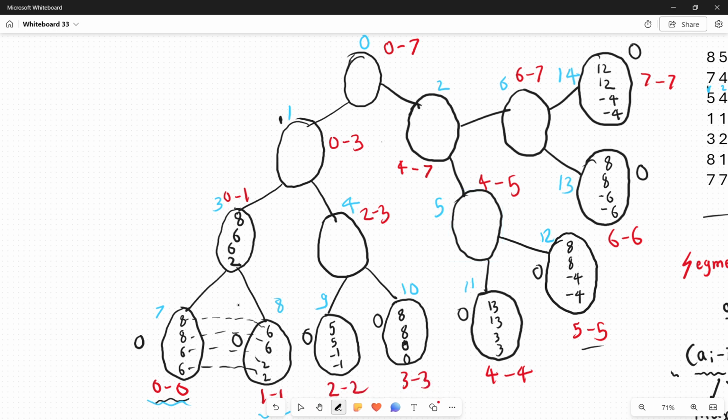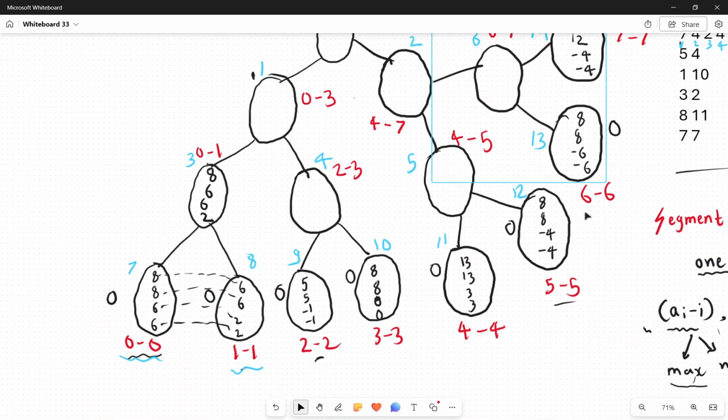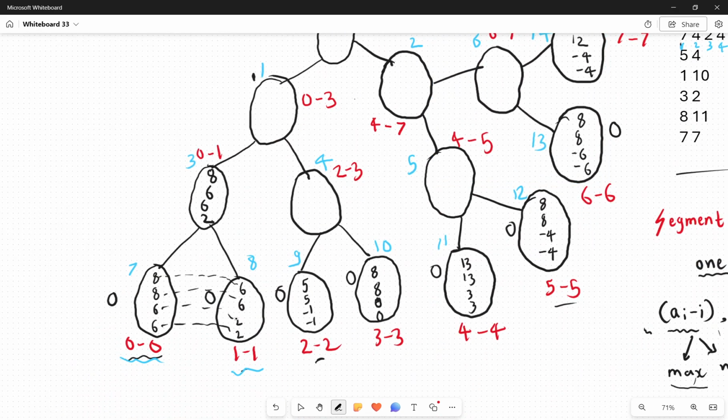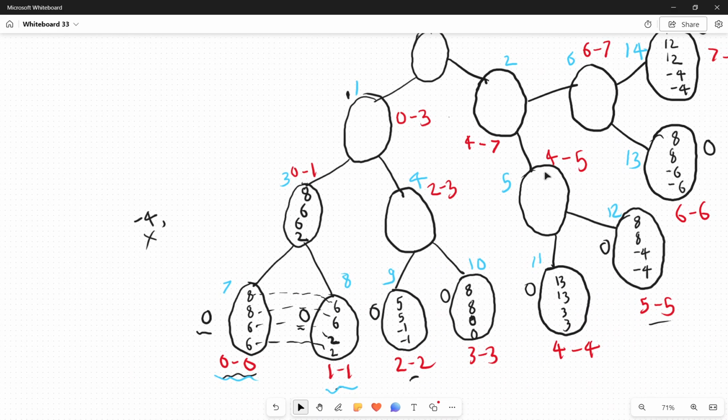And what about the answer? There are four candidates for the answer, right? c2 minus d1 will be minus 4. So minus 4 is discarded as I already have a better answer. 0 comma 0 is discarded. What about a1 minus b2? a1 minus b2 is indeed 2, so it will surpass this 0, and the answer for this node will be 2.